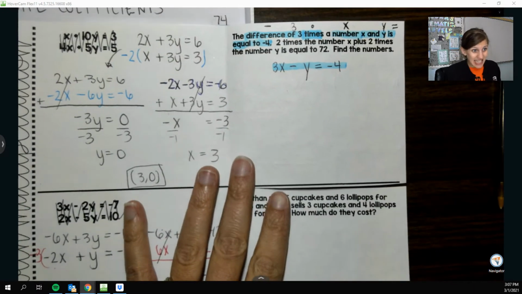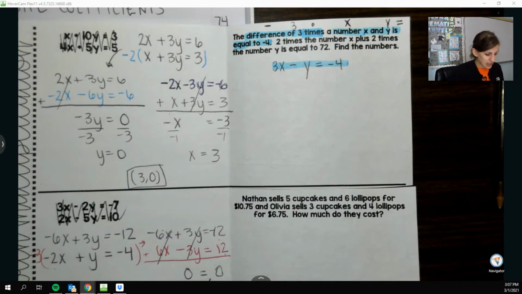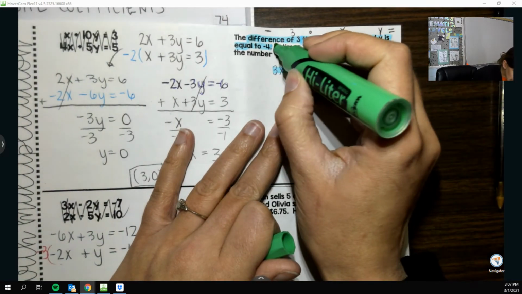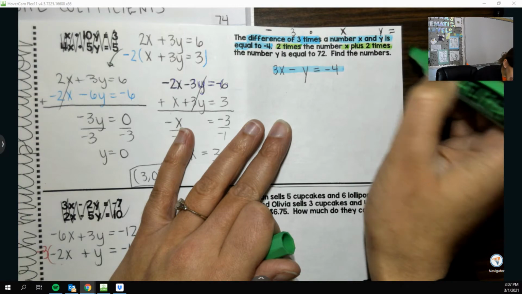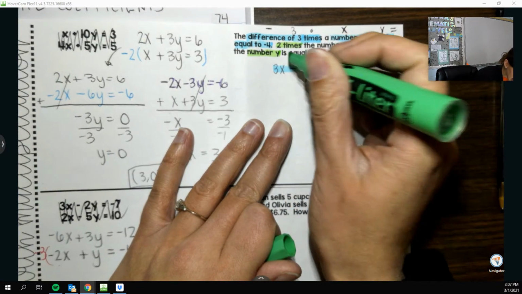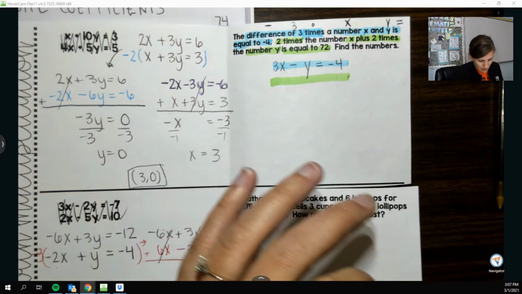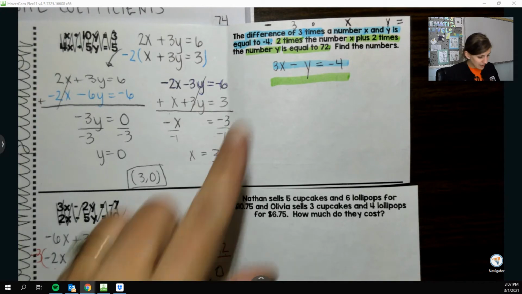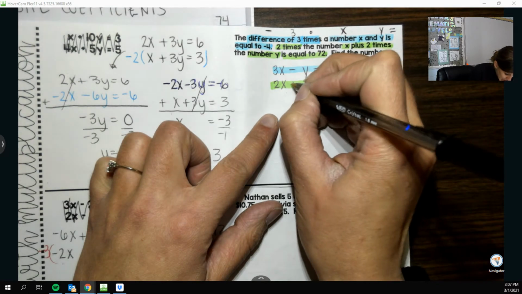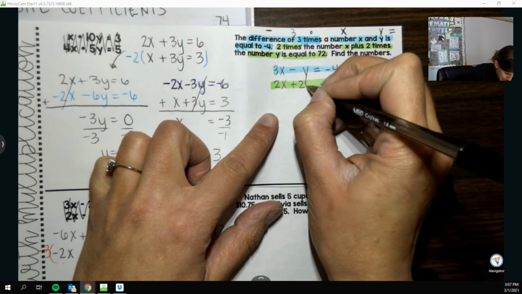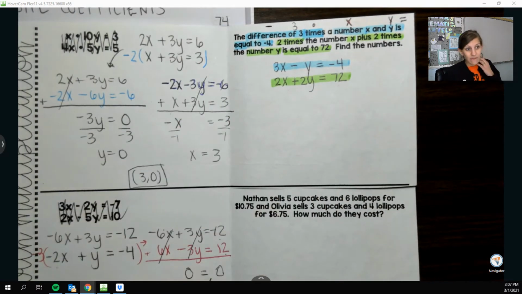Now the next sentence is talking about our other equation. We're always going to have to write 2 so that I can solve for both letters. When this says 2 times a number x plus 2 times a number y is equal to 72, that one's a little bit easier, a little bit more straightforward, I feel like. We have 2 times a number x plus 2 times a number y is equal to 72. Find the numbers.